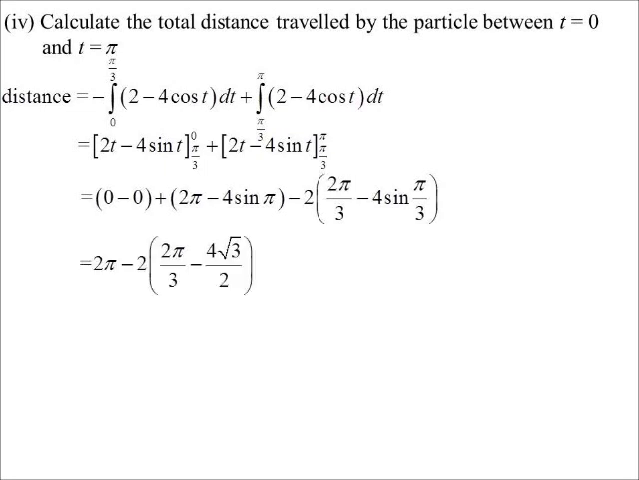What does that all work out to be? Oh, look at that answer. Is that beautiful? What, 2 pi minus 2 pi, keep going. Yes, a very predictable answer of 4 root 3 plus 2 pi on 3 meters.